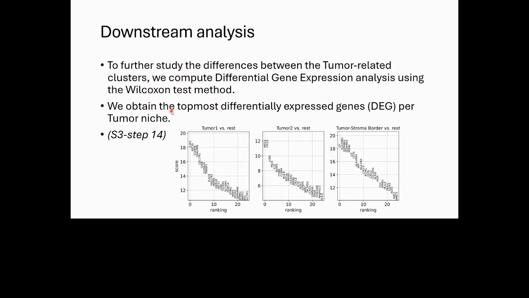We already finished defining the microenvironment. We're going to start the downstream analysis. So we're going to obtain the most differentially expressed genes per each tumor niche. In this case, we're just going to focus on the tumor-related clusters. But as I was telling you before, if you want to study any other niche, feel free to do that.